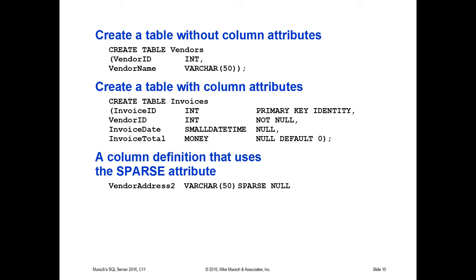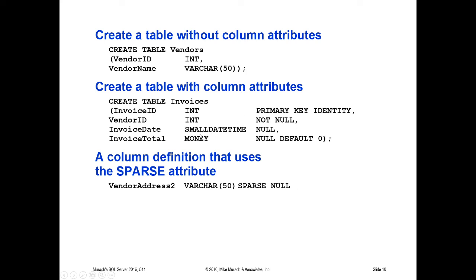Now here's our syntax to create a table, our vendors table. So we're starting out saying we're going to have the vendor ID, it's an integer, and we want the vendor name column, and it's going to be a variable number of characters of up to 50. Our column list is enclosed within a set of parentheses and followed by a semicolon.